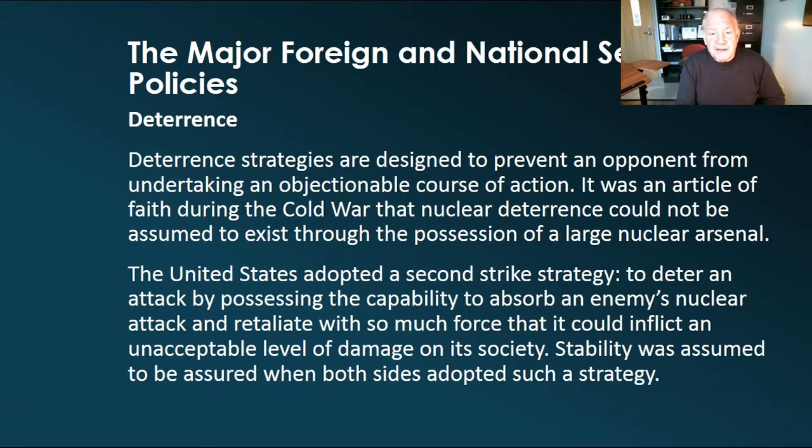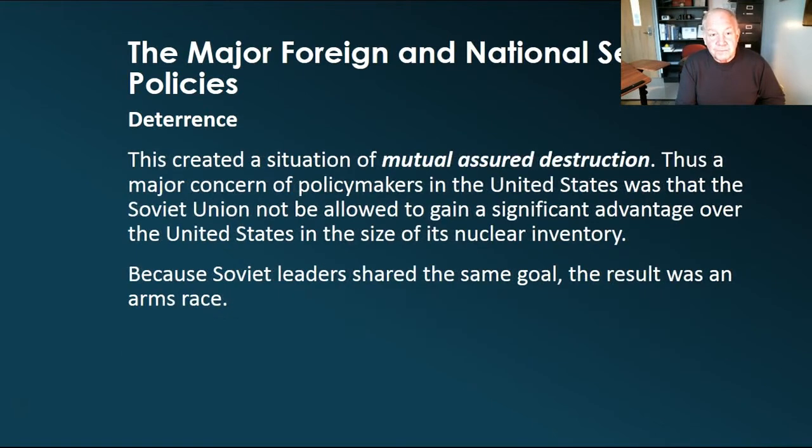It was an article of faith during the Cold War that nuclear deterrence could not be assumed to exist through the possession of a large nuclear arsenal. The United States adopted a second strike strategy to deter attack by possessing the capability to absorb an enemy's nuclear attack and retaliate with so much force that it can inflict an unacceptable level of damage on its society. Stability was assumed to be assured when both sides adopted such a strategy. This created a situation of mutual assured destruction.